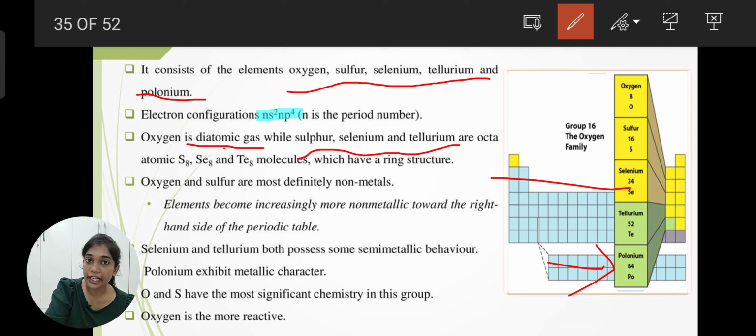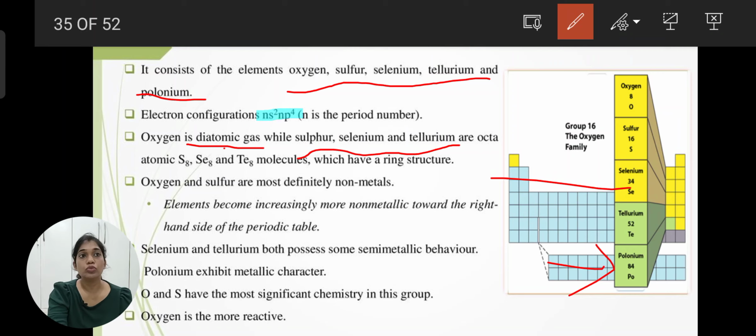It is a radioactive poor metal. Its naturally occurring isotope is Po-210. Okay, so this is it for the oxygen family members. I hope you will understand that.